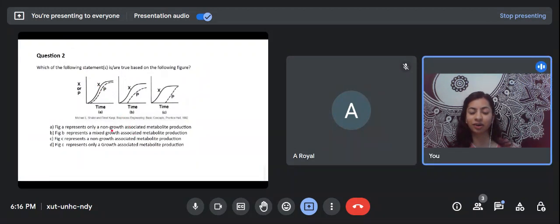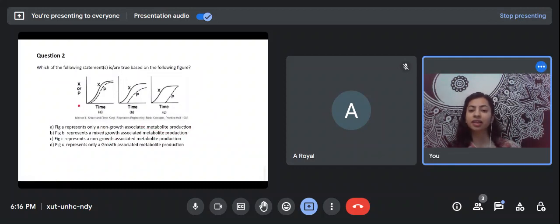So what they're saying is, in a non-growth associated metabolite production, the production of the metabolite is not directly related to the growth of the cells. So it doesn't mean that as the growth increases, there will be an increase in metabolite production. And non-growth associated metabolite production obviously means the opposite.